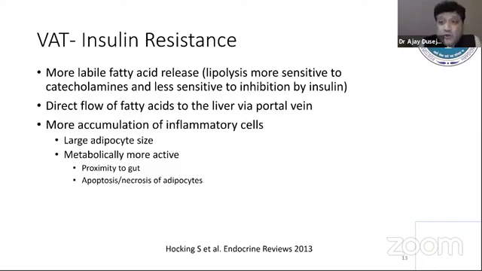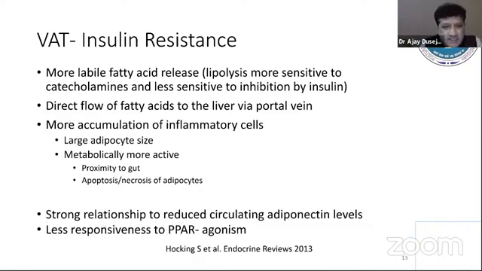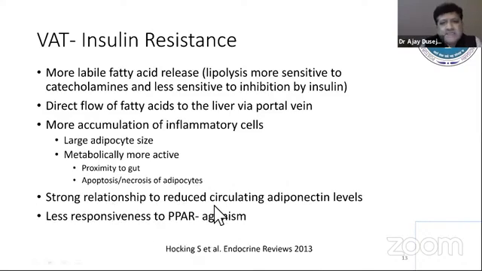This leads on to the consequences of insulin resistance and further. And I'll just show you how it does that. Finally, I think it has some relation with the reduced adiponectin levels, which we will discuss, and also that probably this visceral adipose tissue is less responsive to the PPARs, which we know are insulin sensitizing agents.